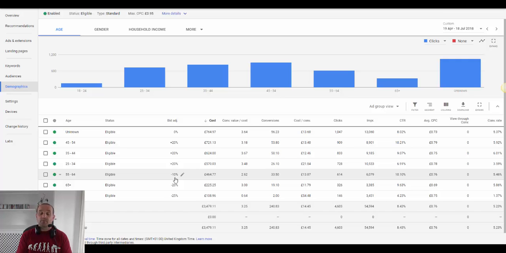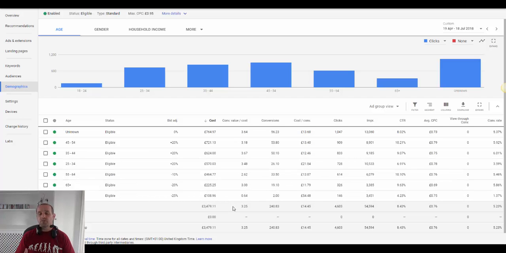But then we could also have bid adjustments elsewhere for devices and locations, and they all combine. So remember, this 60-year-old male might be in London and might be on a mobile device, so we can have a bid adjustment for all of those things. So that's why it's important to look at this in isolation and say, okay, what are the age groups doing in comparison to the overall for this ad group, and increase or decrease.